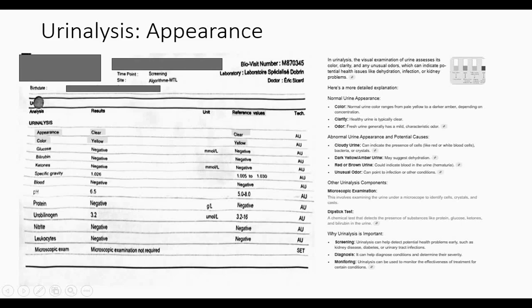When it comes to urinalysis, visual examination of urine checks for its color, clarity, and unusual odors. Normal color ranges from pale yellow to a darker amber. Clarity: healthy urine is typically clear. Odor: fresh urine has a mild characteristic odor. Cloudy urine can indicate cells, bacteria, or crystals. Dark yellow or amber urine can suggest dehydration. Red or brown urine can indicate blood in the urine. Unusual odor can point to infections and other conditions.